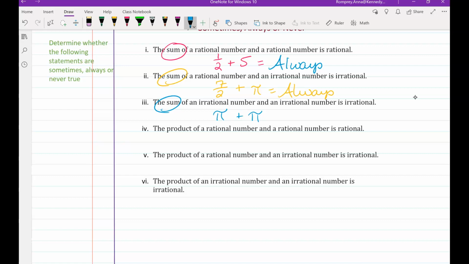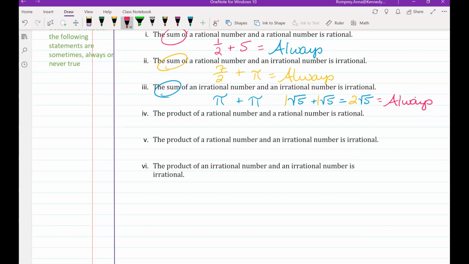Let's see. What about square root of 5 plus square root of 5? Well, that's technically 1 square root of 5 plus 1 square root of 5. So that's going to give us 2 square roots of 5. Again, that square root of 5 is still irrational. So this is always going to be true. Geez, I hope something changes soon.